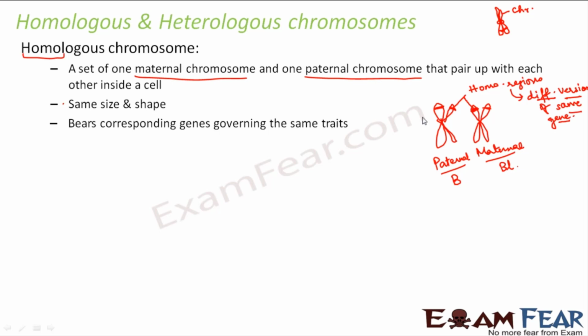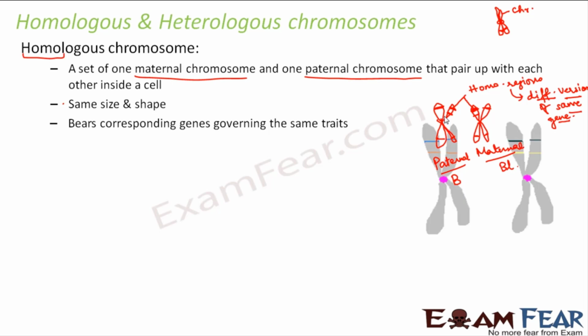They are two sets of chromosomes which exist in pairs, one contributed by the father, one contributed by the mother. They are both of the same shape and size, and they bear genes governing the same traits in the corresponding region. That means the gene governing eye color is present in the same region. Similarly, the gene governing skin color is present in the same region, and the gene governing earlobe shape is also present along the same region. These are known as homologous chromosomes.